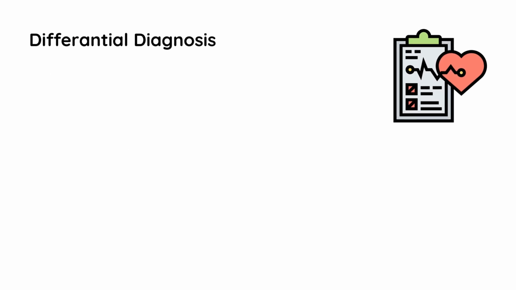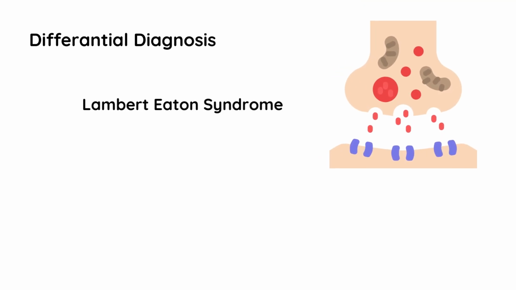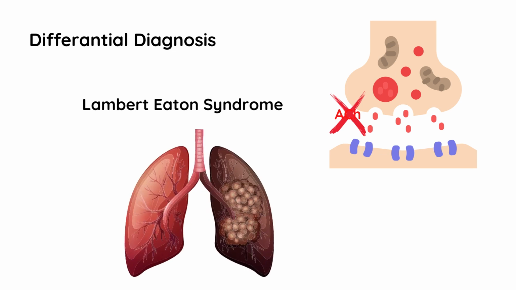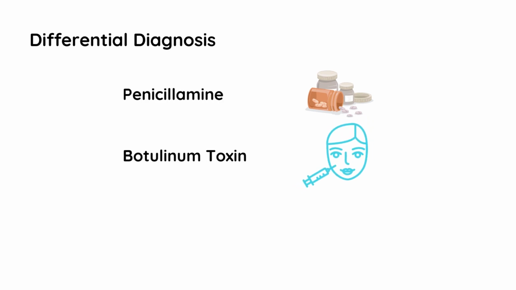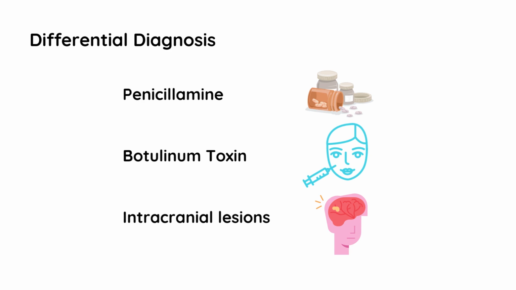We can see some diseases and toxins in the differential diagnosis. In Lambert-Eaton syndrome, there are autoantibodies against presynaptic calcium channels that reduce the release of acetylcholine. And it is often associated with malignancy such as lung cancer. Some drugs, such as penicillamine, cause drug-induced myasthenia. Botulinum toxin inhibits the release of presynaptic acetylcholine. And some intracranial lesions can cause diplopia.